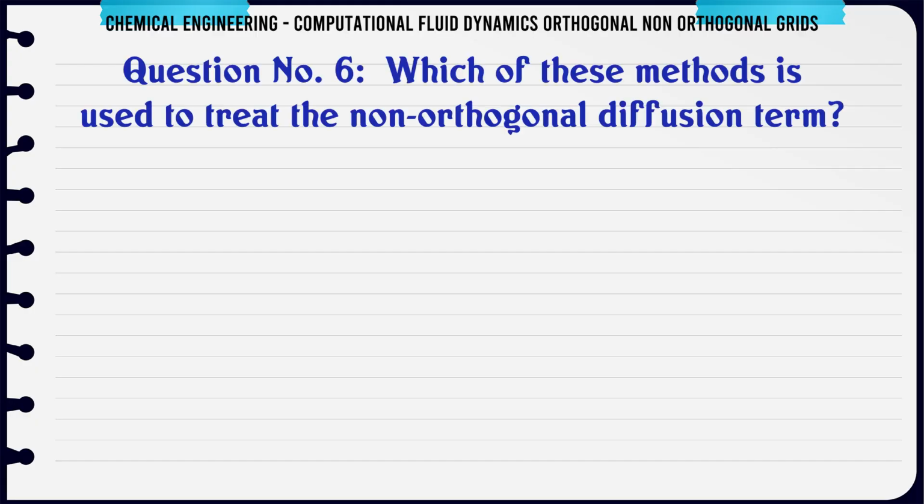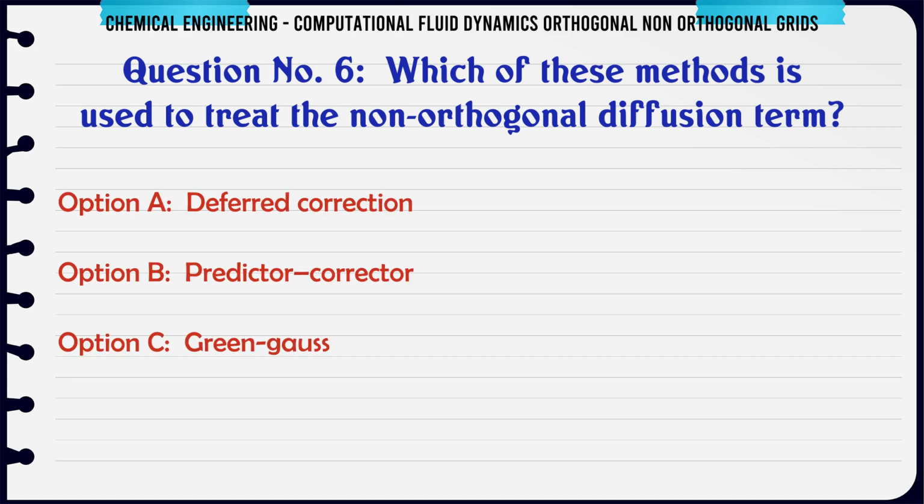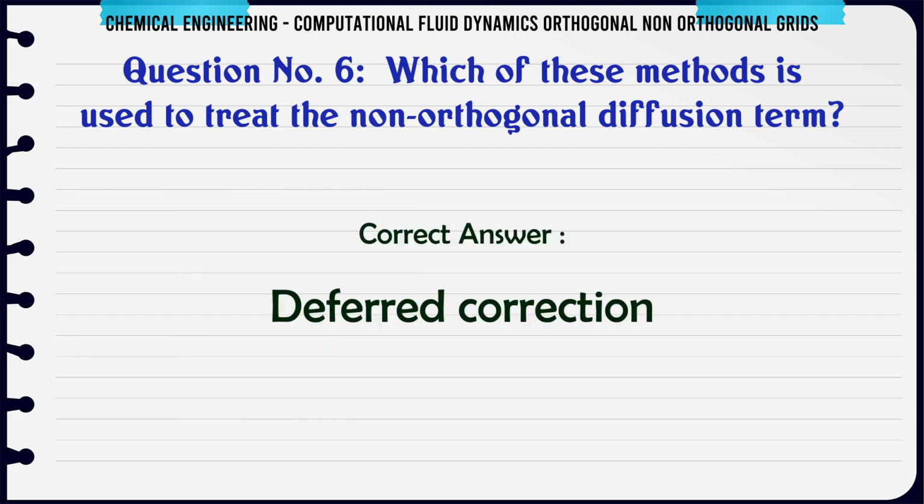Which of these methods is used to treat the non-orthogonal diffusion term? A. Deferred correction. B. Predictor corrector. C. Green Gauss. D. Trial and error method. The correct answer is deferred correction.